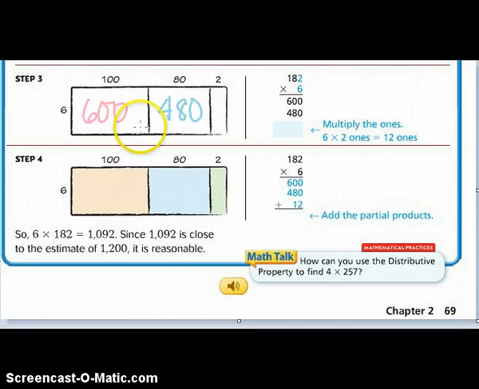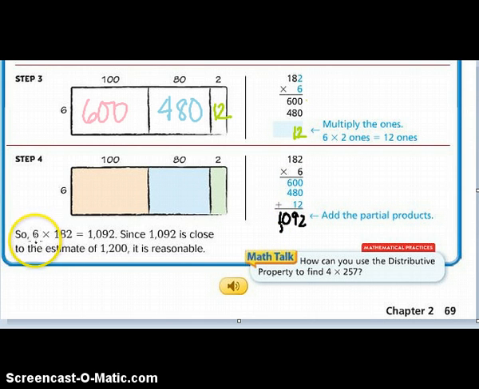Step 3, now I'm going to multiply the ones place. So 6 times 2 is 12, and I'm going to add that right here. Here's my 600, my 480, and now my 12. Step 4 is to add them all together. 600 plus 480 plus 12. So I have a 2, I have a 9, and I have a 10.